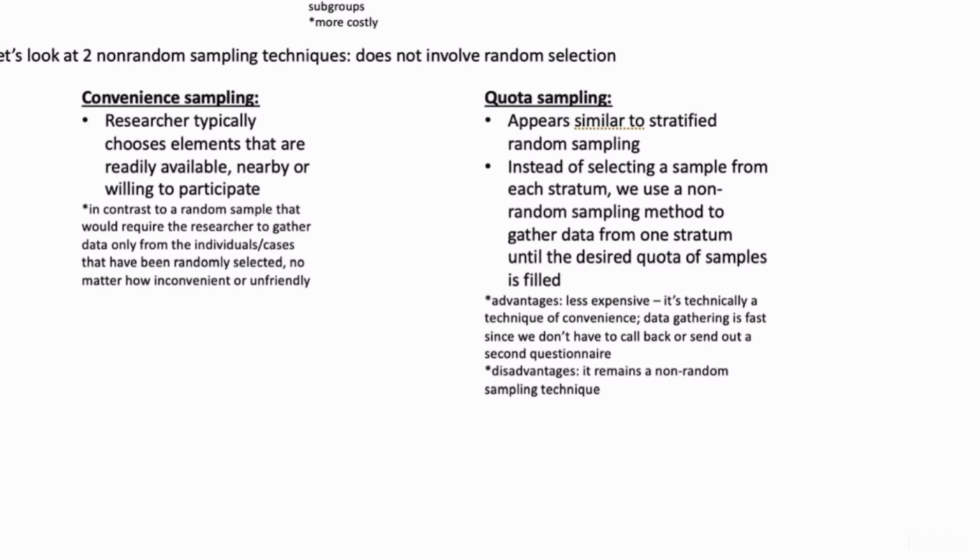So, in contrast to a random sample that would require the researcher to gather data only from the individuals or cases that have been randomly selected, no matter how inconvenient or unfriendly. So, in convenience sampling, this is the idea that you want to find out, like I told you, what will be a new course that you want to introduce to the curriculum.